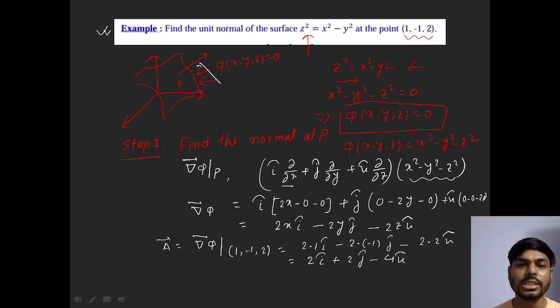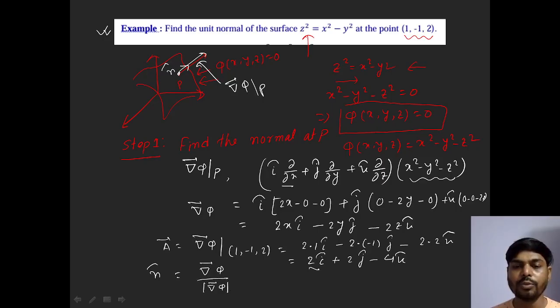Let's say this is the gradient at P, this is the direction, and right now you have to find the unit vector along this direction. So the unit vector is, as you all know, the gradient of phi divided by the magnitude of the gradient of phi. The gradient of phi is this one, 2 i cap plus 2 j cap minus 4 k cap, divided by the magnitude.